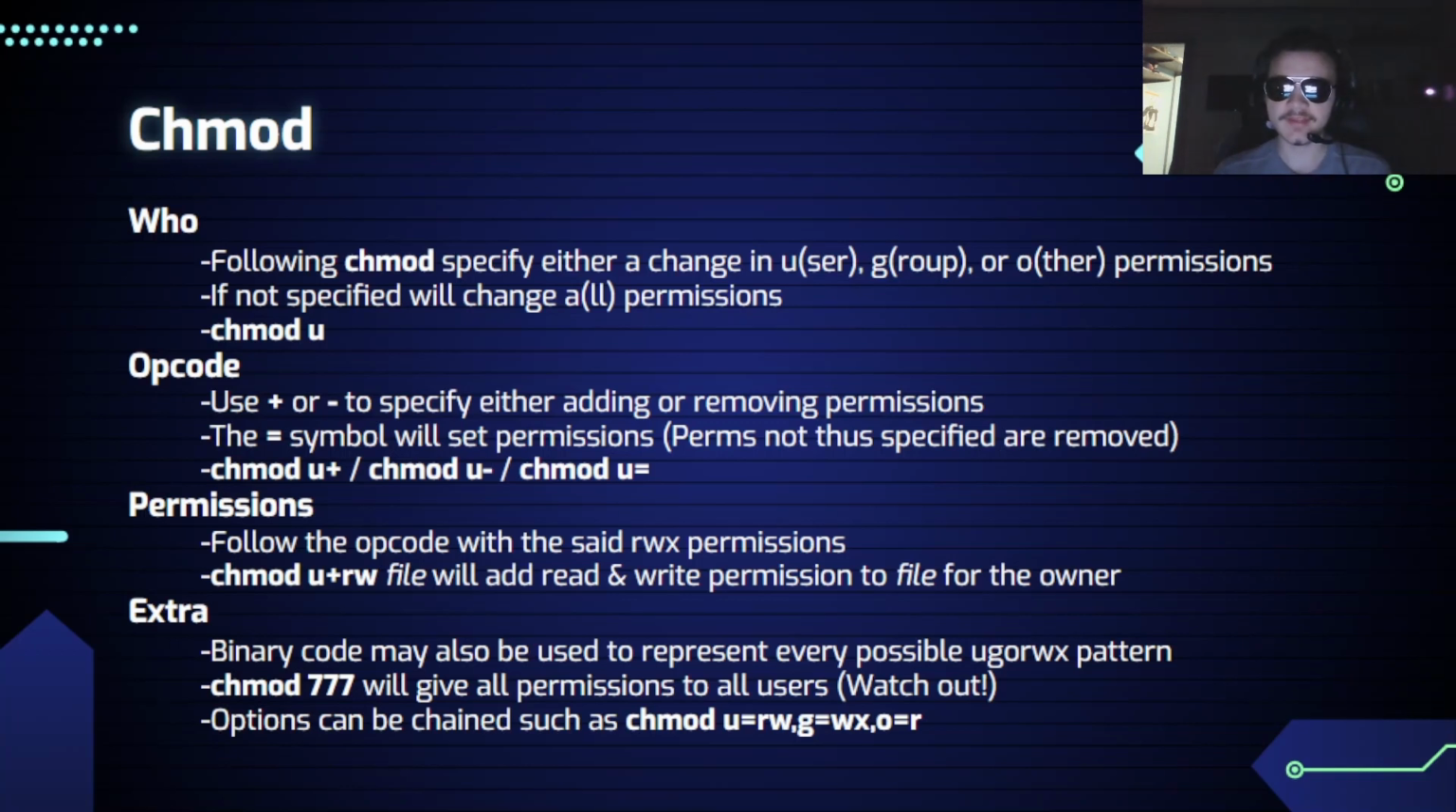set to read and write, and execute will be dropped. chmod g=wx, meaning we will set write and execute permissions for the group and drop read. And o=r, meaning we will drop write and execute but keep read for the others, or everyone.